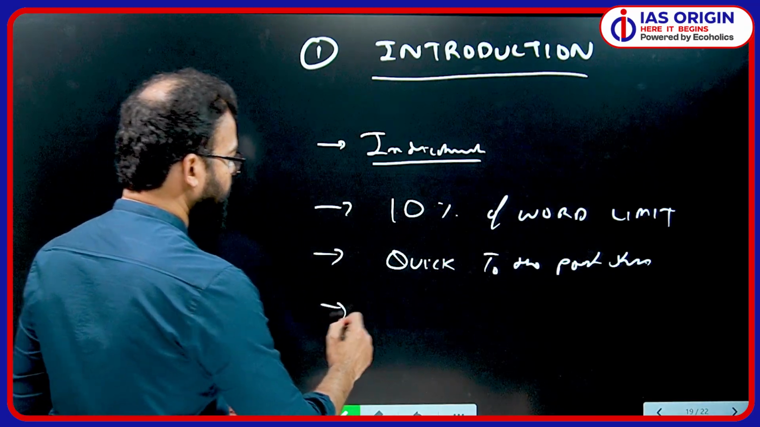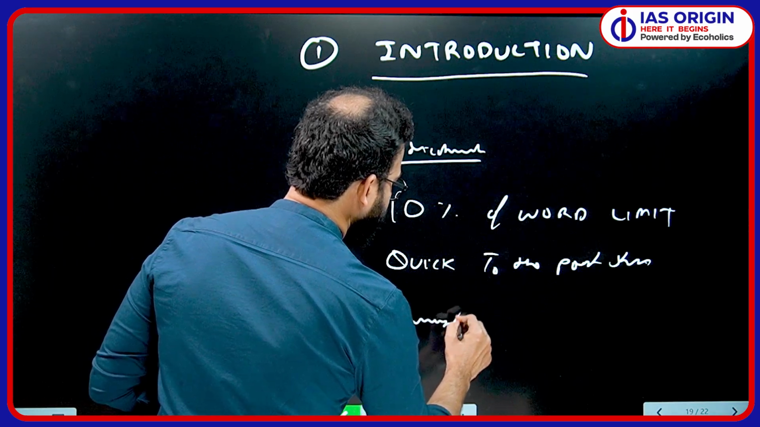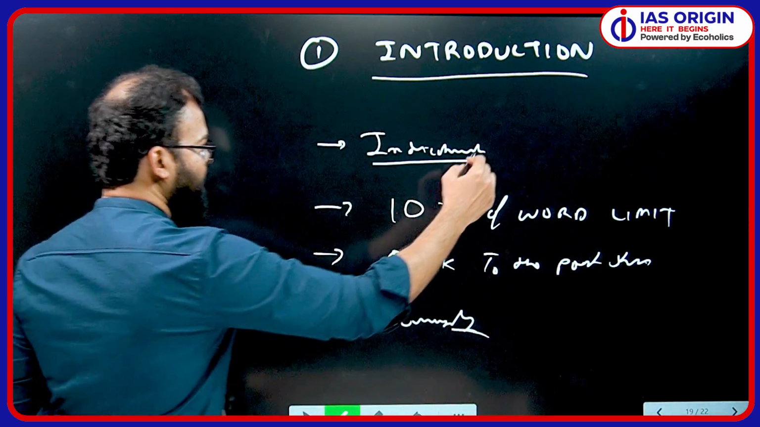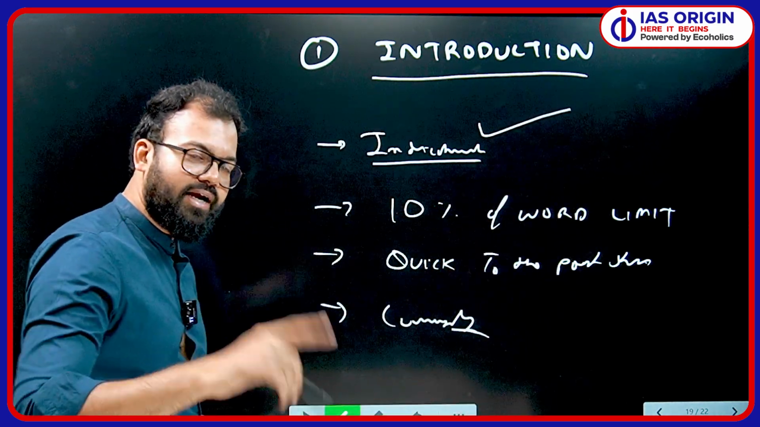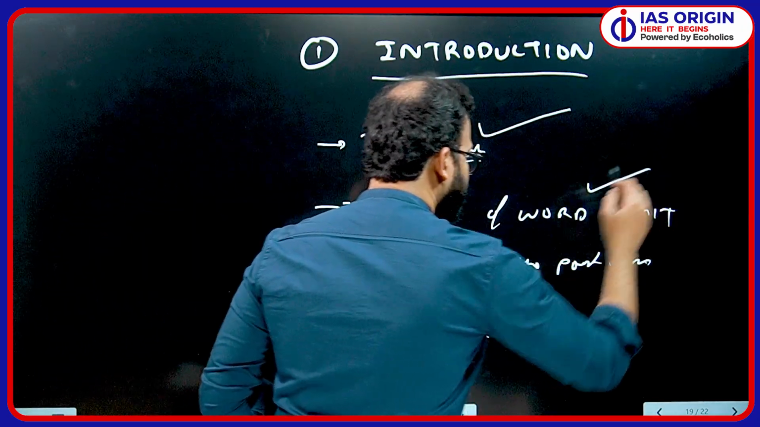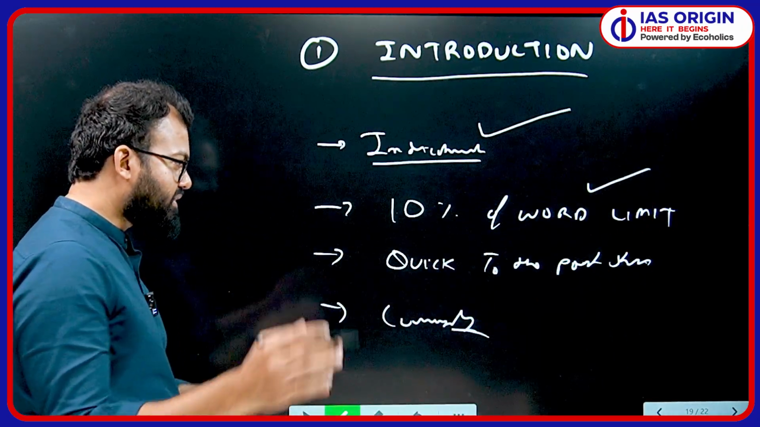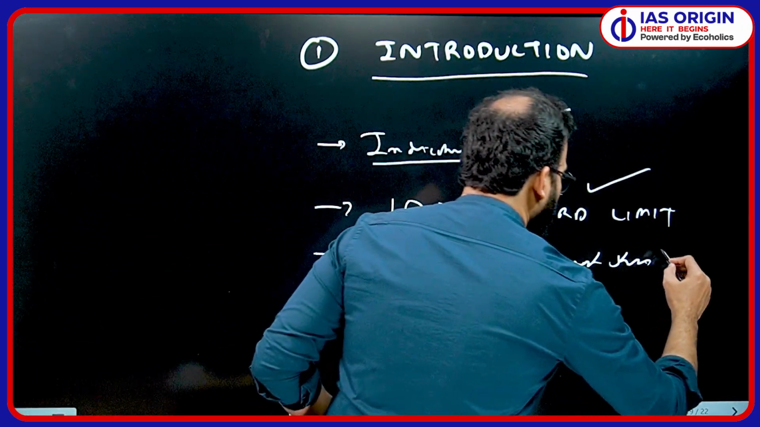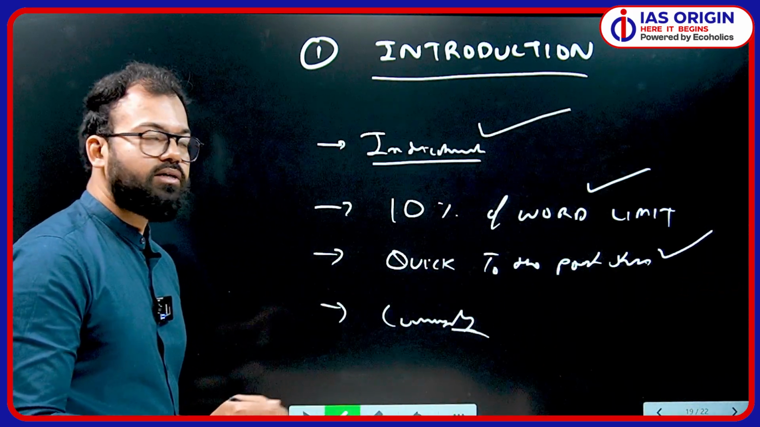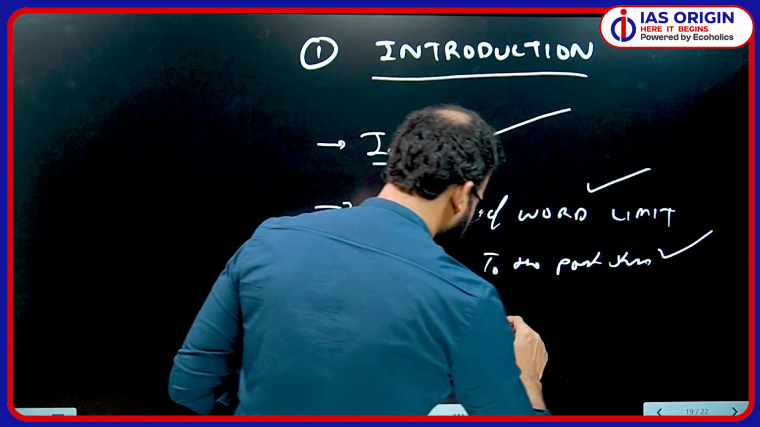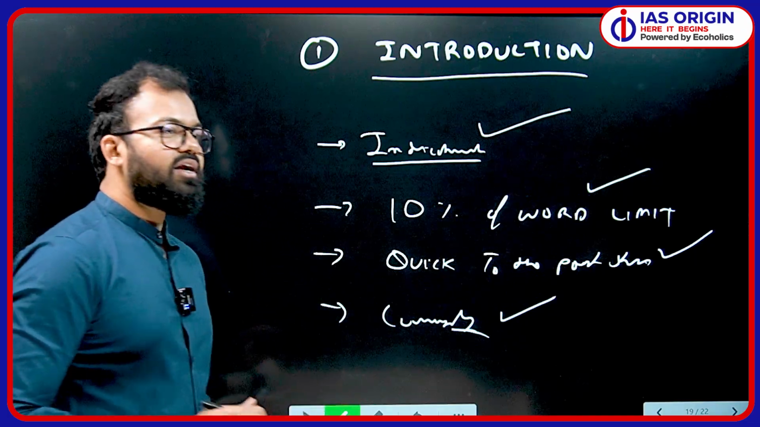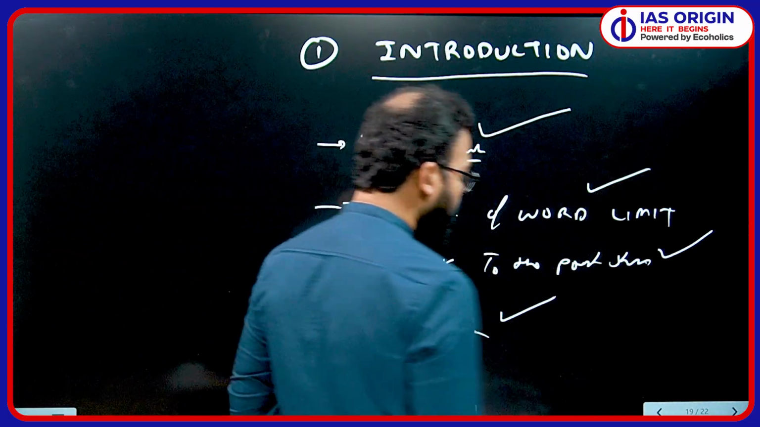So here, the fourth point is curiosity. Okay. So first is indicative in nature. Introduction must be indicative in nature. It should have 10% of the word limit, not more than that. It should be like quick start, to the point, related to the demand of the question. And last is, it should generate curiosity in the mind of the reader.